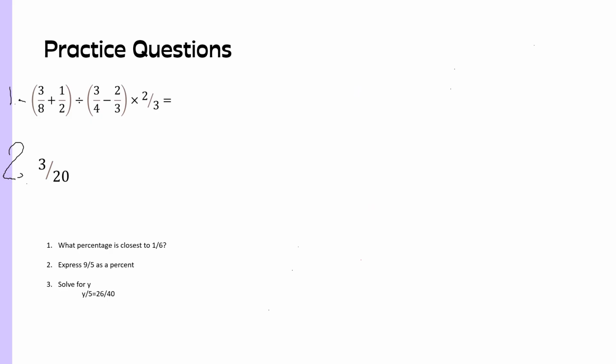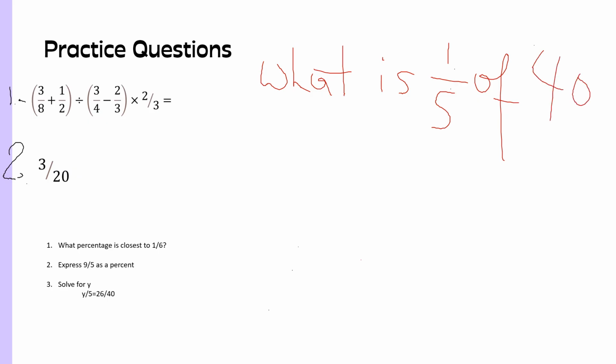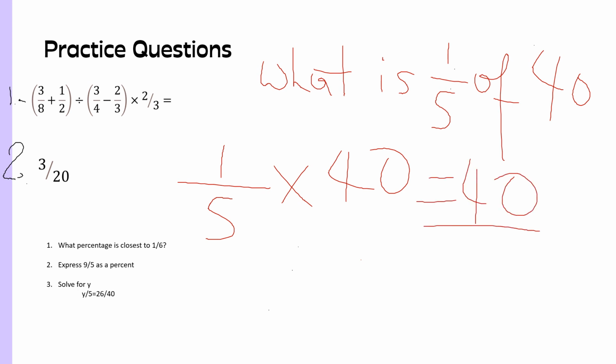Alright, one more problem. If they ask what is 1/5 of 40, all they're asking you is what is 1/5 multiplied by 40, right? So what we do, go across, 40 times 1 is 40 over 5. 5 into 40 is 8. So the answer is 8. Okay.